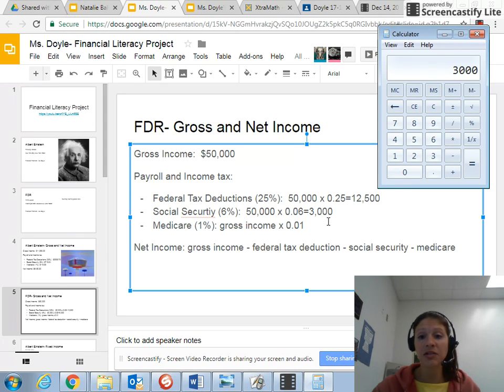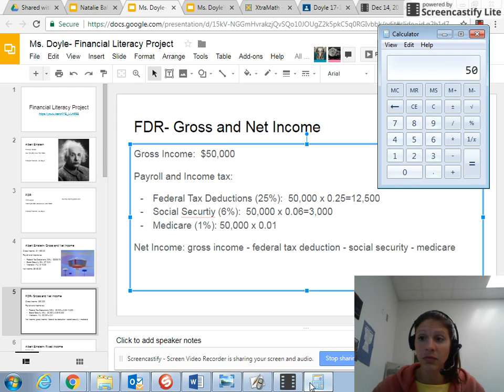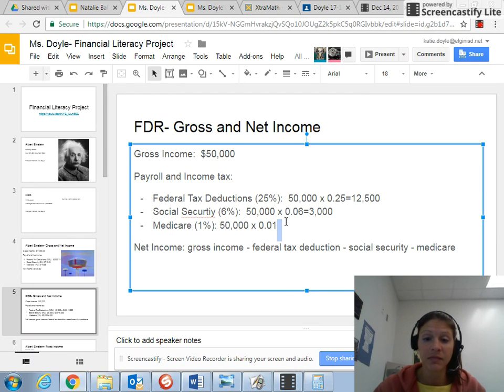Okay, so the same thing down here for your Medicare. You're going to take 50,000 times 0.01. Oops, 0.01 equals 500. Okay, now you're going to come back. See how it says gross down here for your net? Set it right there, please.